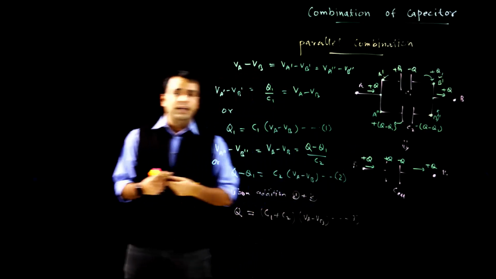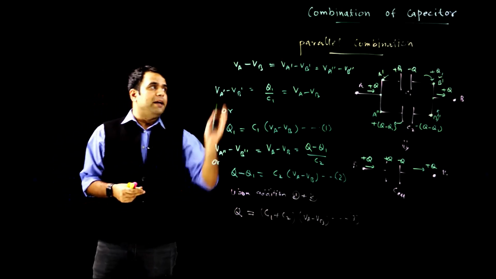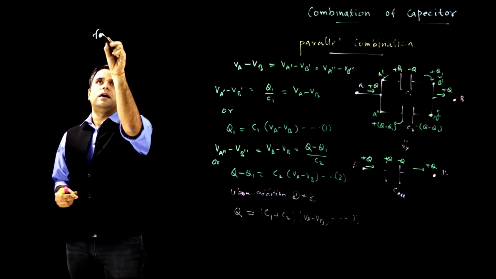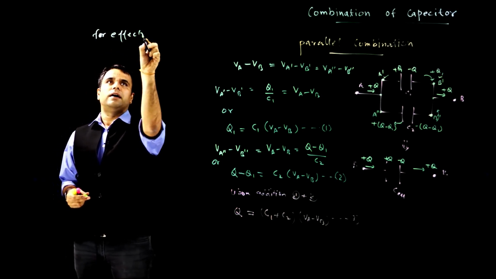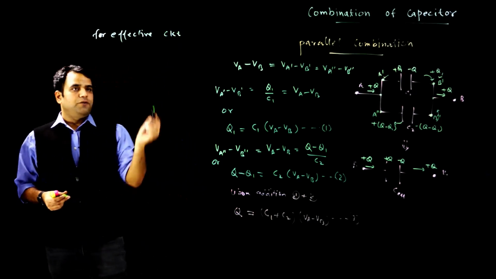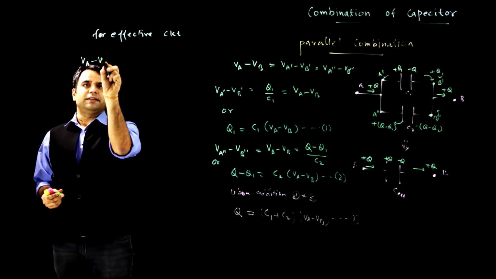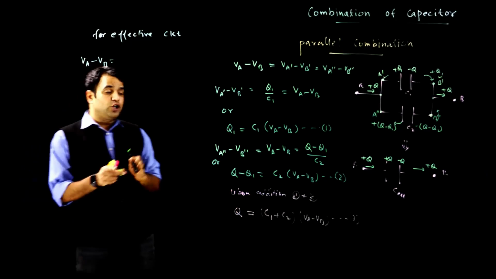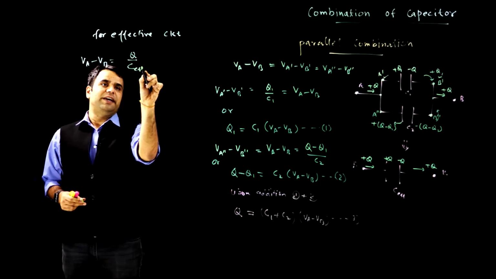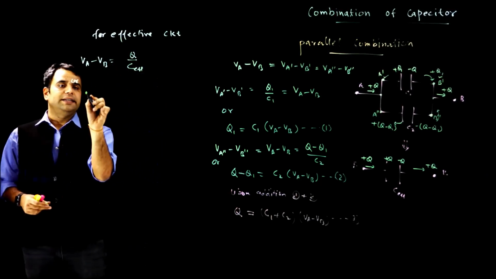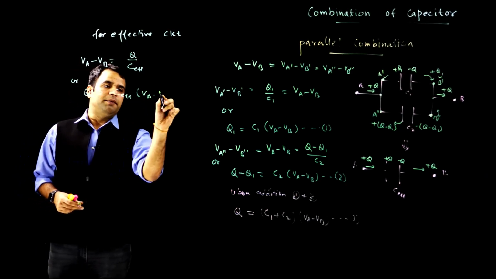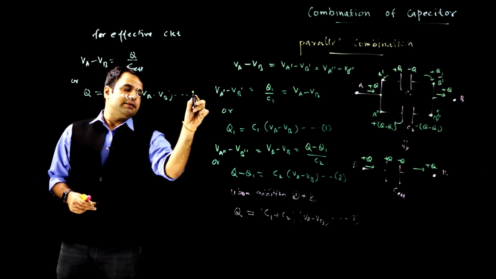Now let's come back to the effective circuit. This is my effective net circuit, which I am replacing from the parallel combination. For the effective circuit, if I calculate the potential difference across its corners, which is VA minus VB, because it should not change, that will be equal to charge upon capacitance, which I have defined as C effective. Or we can say the charge will be equal to C effective multiplied by VA minus VB, and that is equation 4.